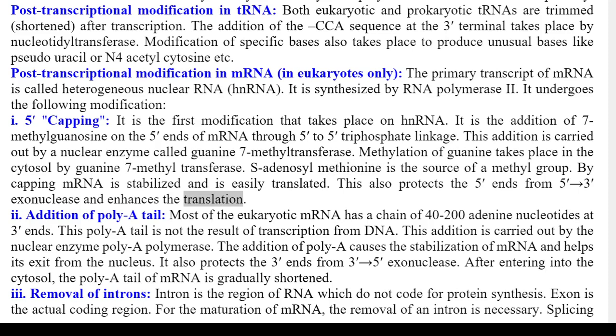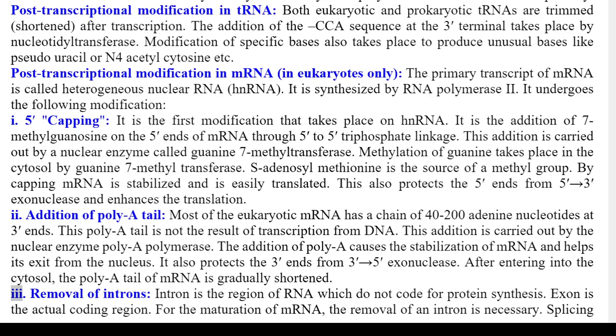2. Addition of poly-A tail. Most of the eukaryotic mRNA has a chain of 40 to 200 adenine nucleotides at 3' ends. This poly-A tail is not the result of transcription from DNA. This addition is carried out by the nuclear enzyme poly-A polymerase. The addition of poly-A causes the stabilization of mRNA and helps its exit from the nucleus. It also protects the 3' ends from 3'→5' exonuclease. After entering into the cytosol, the poly-A tail of mRNA is gradually shortened.